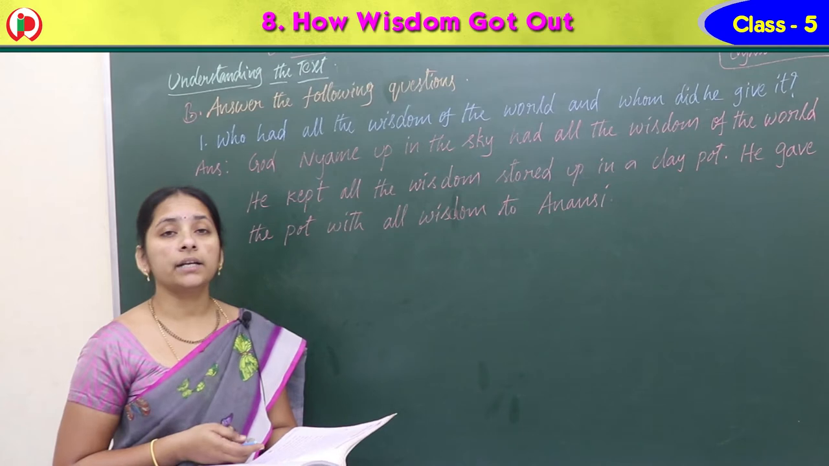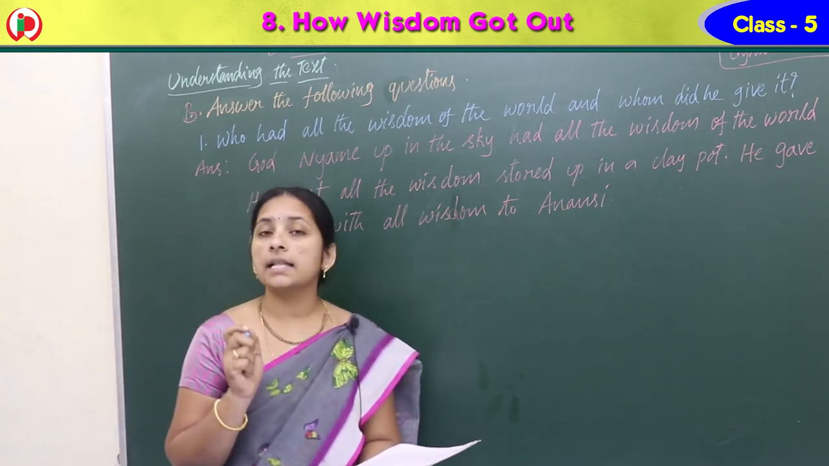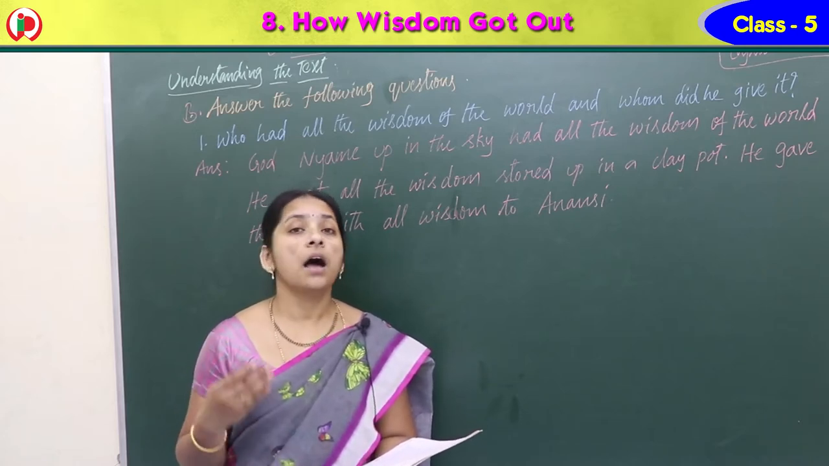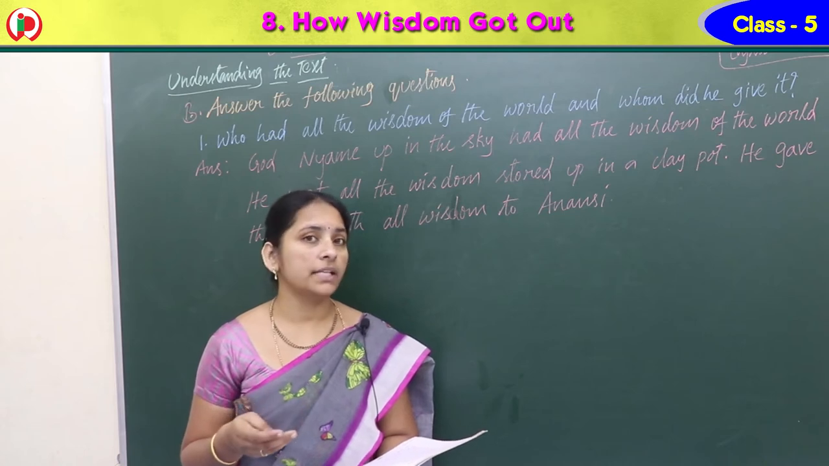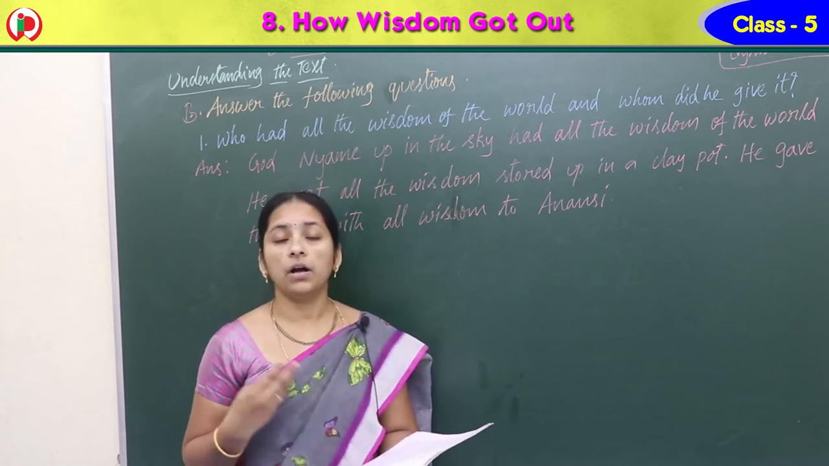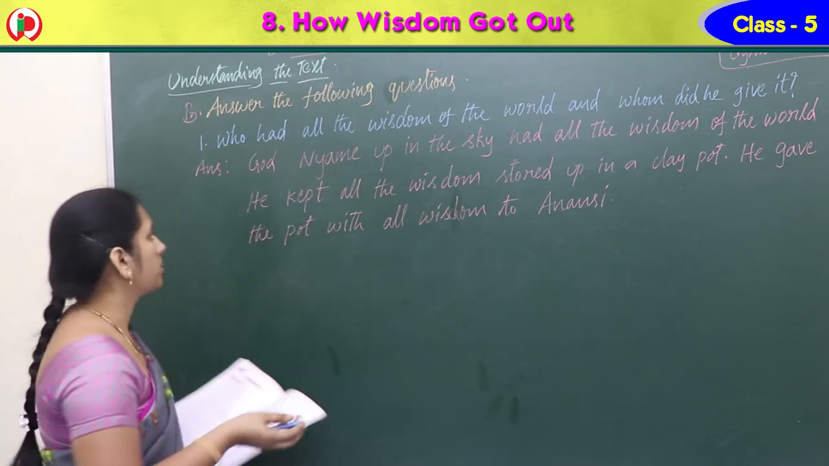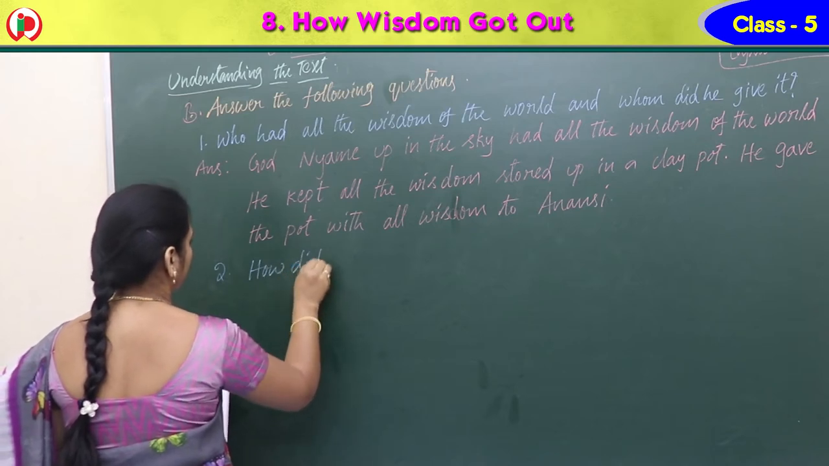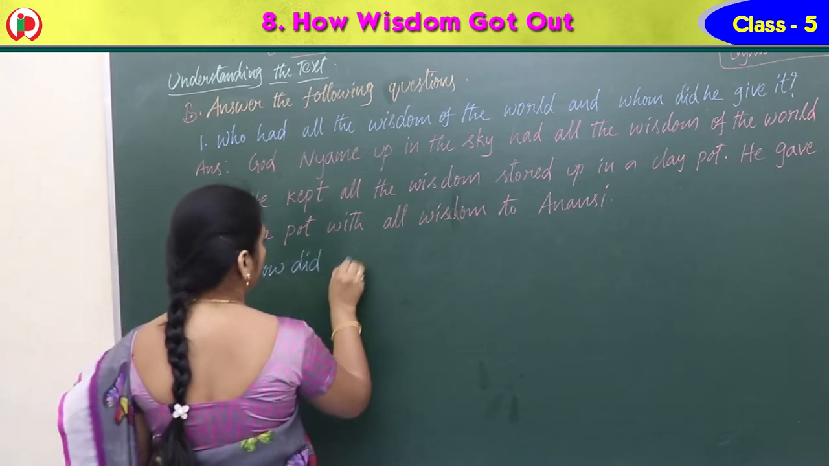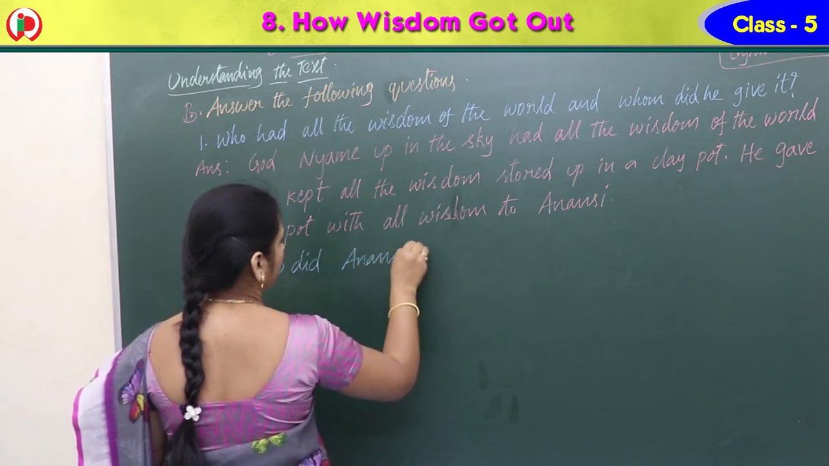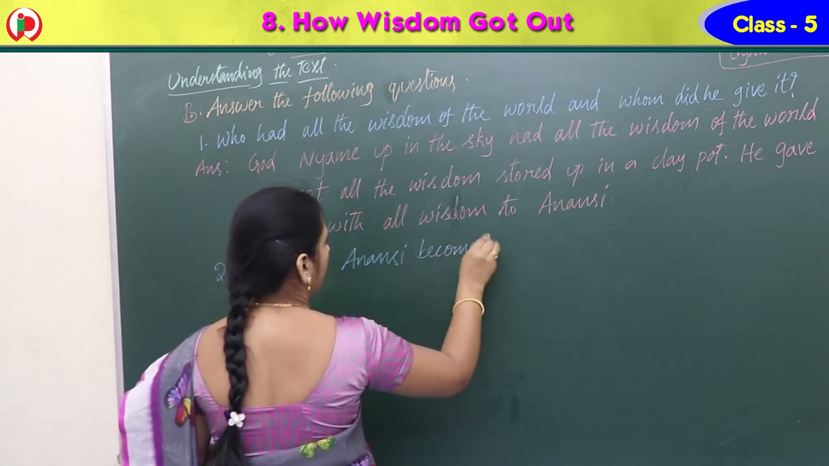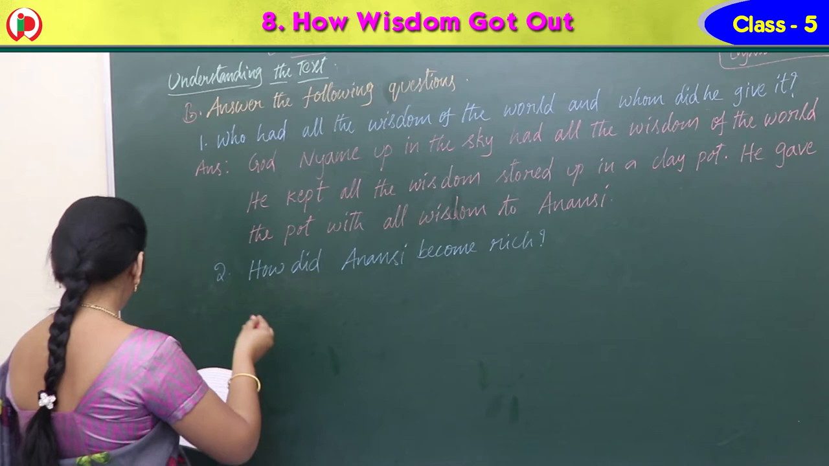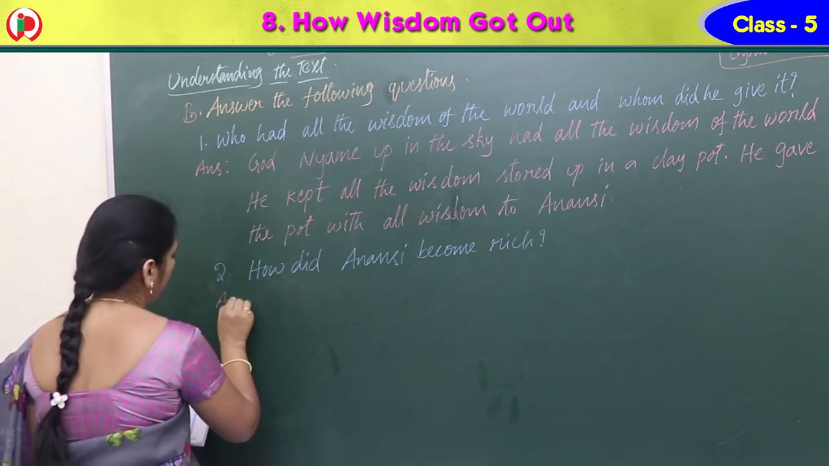Okay, and see the second question. What do we have? How did Anansi become rich? He became rich, na? How? Yes, by giving answers to the people. They gave money to him, na? With the wisdom pot, he got all the answers, na? So like that he got rich. So see the question first: how did Anansi become rich? So how did he become rich? See this one and write the answer.